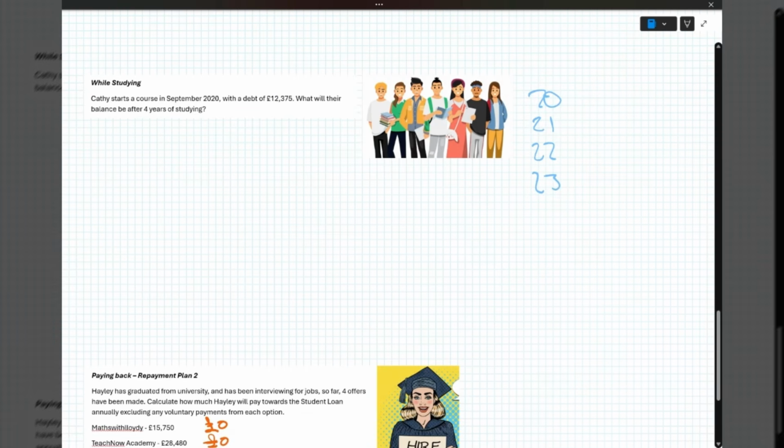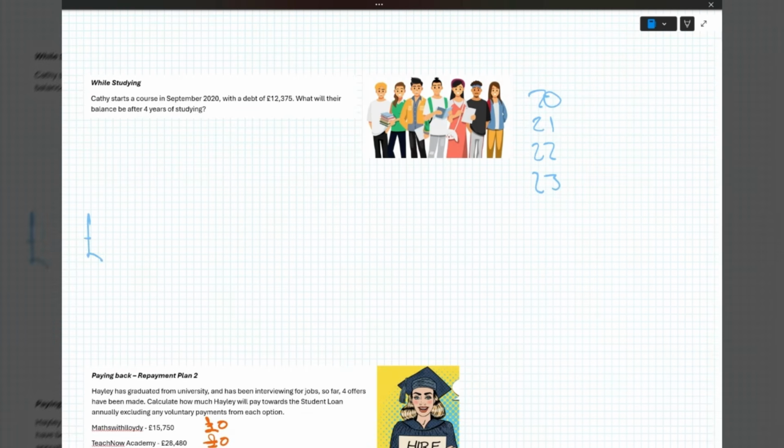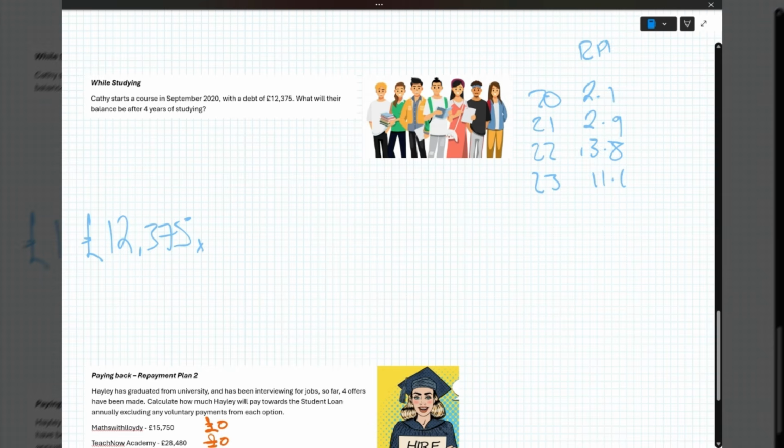Okay, the last question, as you can see, I left a little bit of the workings from last time on the right-hand side. So Kathy starts that course in September 2020, and we're going to then start multiplying by these percentages. So the RPI was 2.1, 2.9, 13.8, and 11.6. And we add the 3% on.